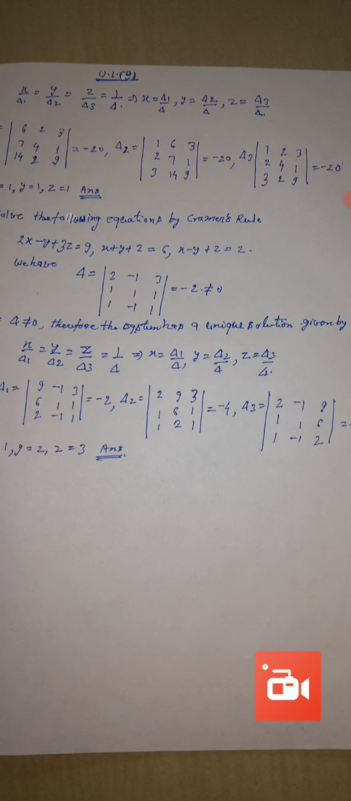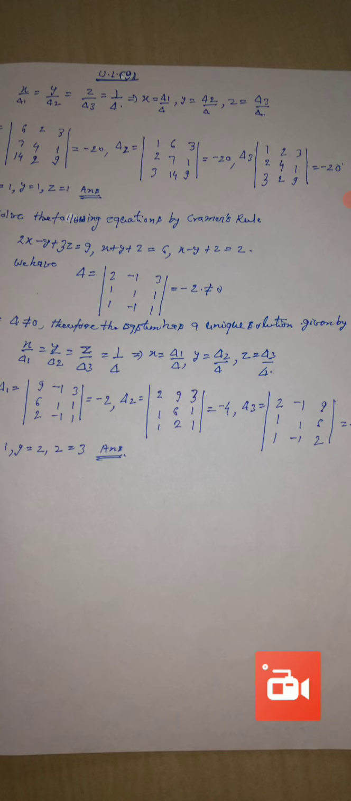Next example, solve the following equations by Cramer's rule. 2x minus y plus 3z is equal to 9, x plus y plus z is equal to 6, x minus y plus z is equal to 2. So you have to solve this. Here delta is equal to, in the first row 2 minus 1 3, in the second row 1 1 1, in the third row 1 minus 1 1, and its value comes out to be minus 2, which is not equal to 0.